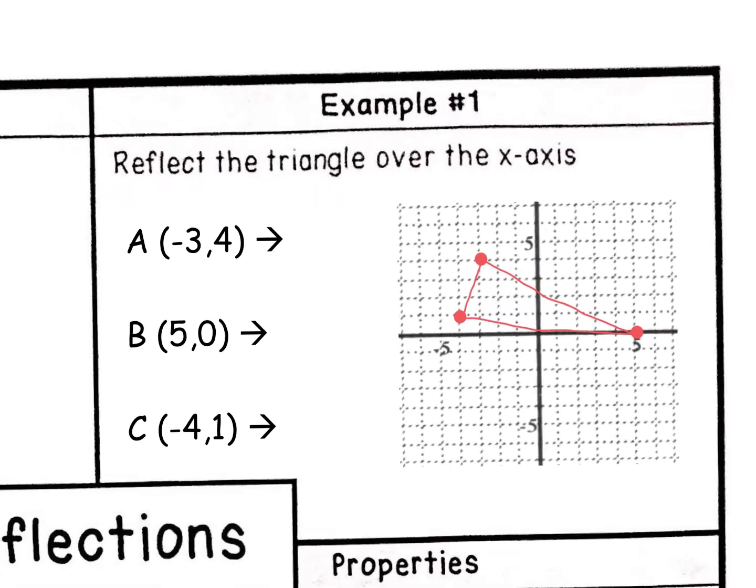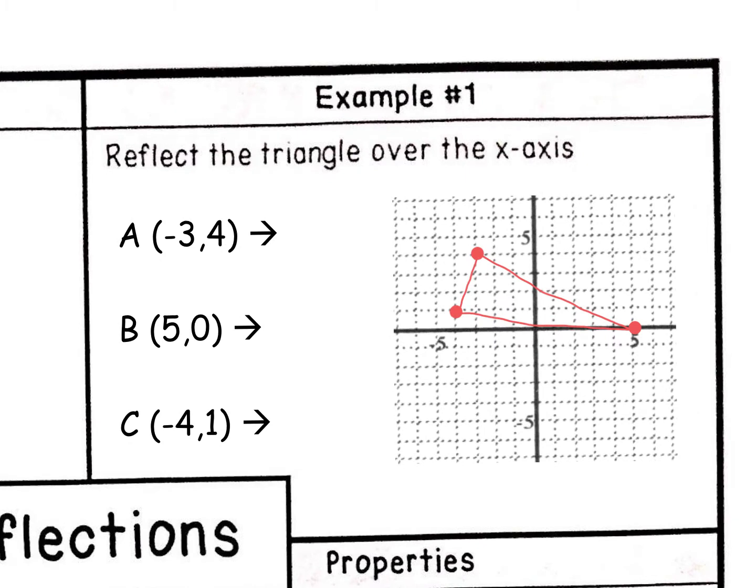We want to reflect the triangle here over the x-axis. As such, since we're dealing with the x-axis, that means we're going to be working with our y-coordinates by changing those signs. So our first point A of -3, 4 would become -3, -4. Our B of 5, 0 would become 5, 0 still, because 0 is neither positive nor negative. And C of -4, 1 would become -4, -1.